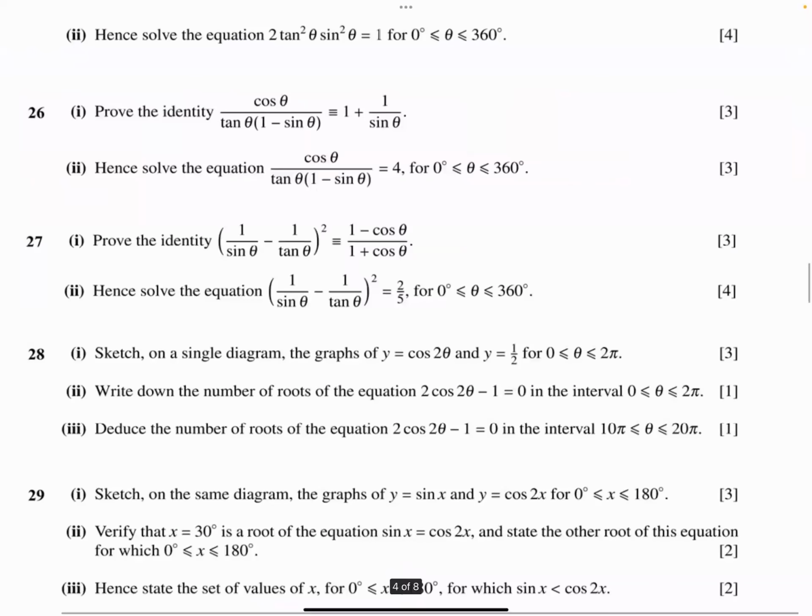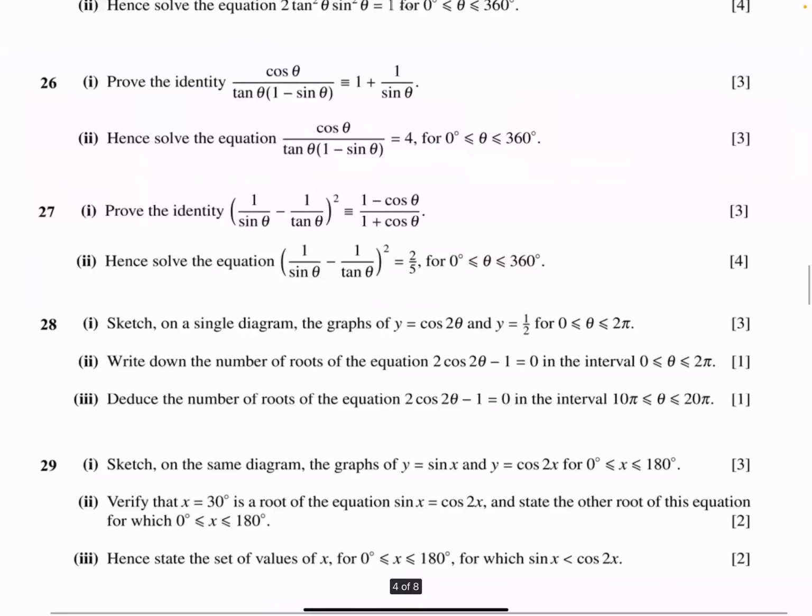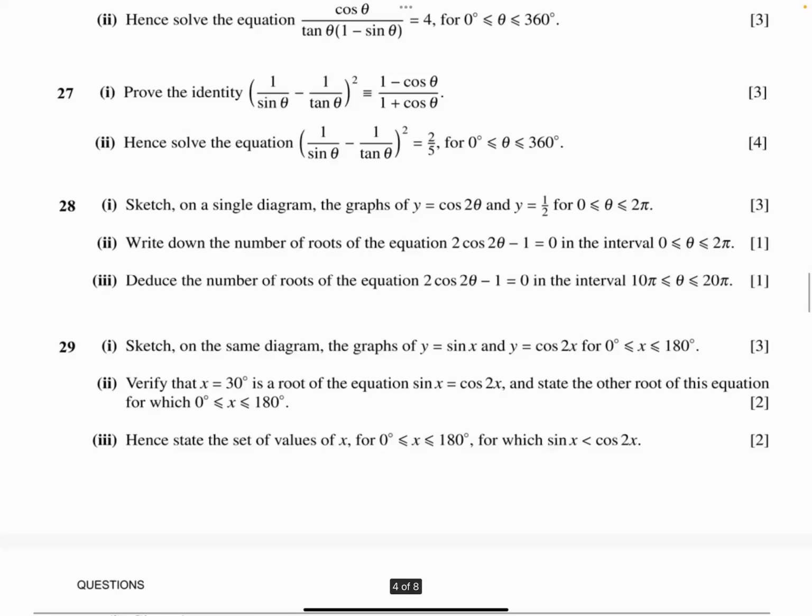Question number 27. That's not graphs. Do you have any graph questions first? We could do this in the next class then. Does anyone have any graph questions? Any graph questions that you attempted and had problems in?